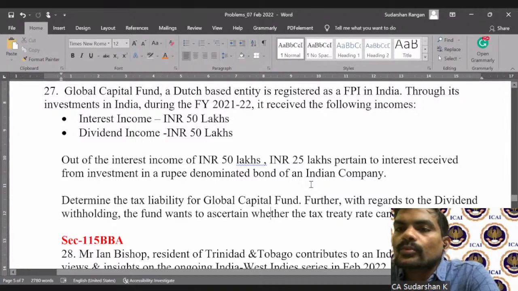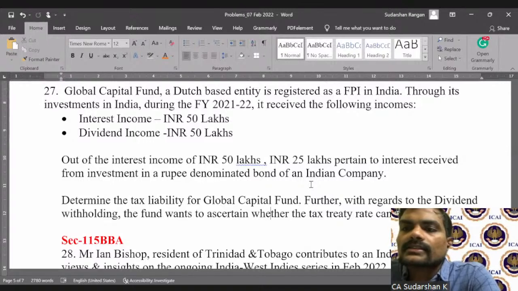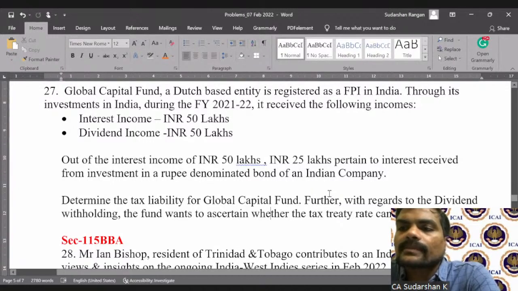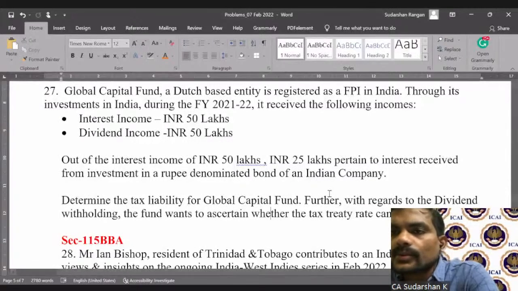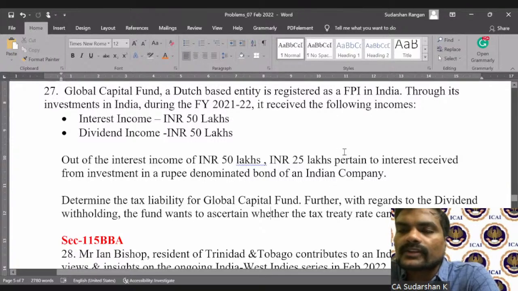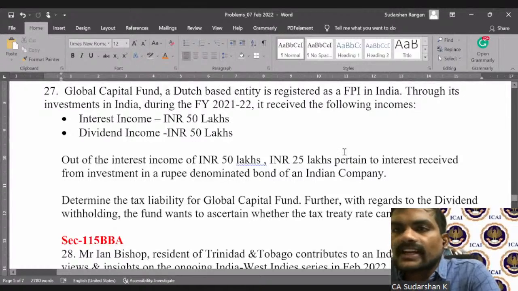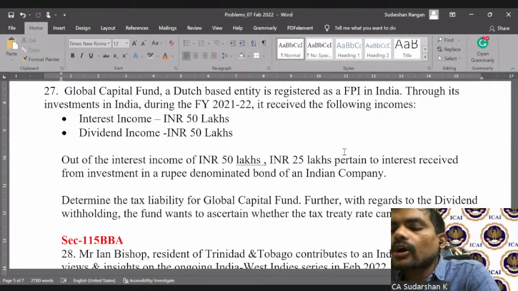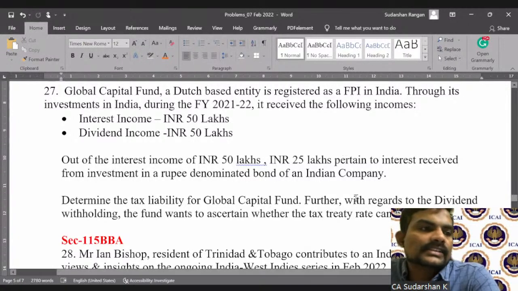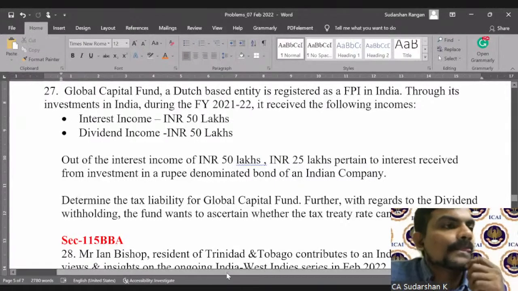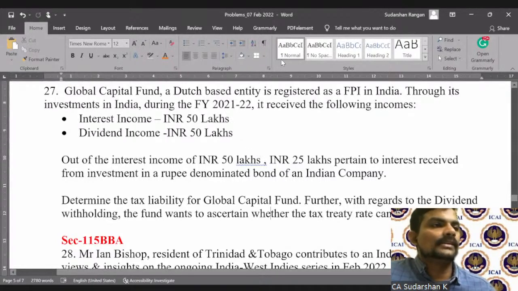Now it wants to know, can the tax withheld be at the treaty rate? Normally the Indian company which makes the dividend payment will have to withhold. The question is, should it withhold at the rate specified under 115 AD, or can I take the treaty rate? But we'll come to that second part. First, let's try to understand what is the income taxability.